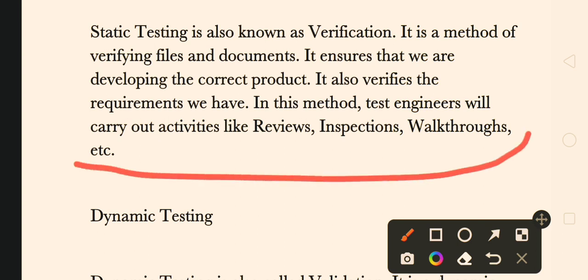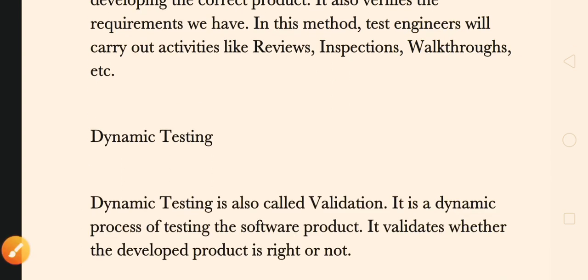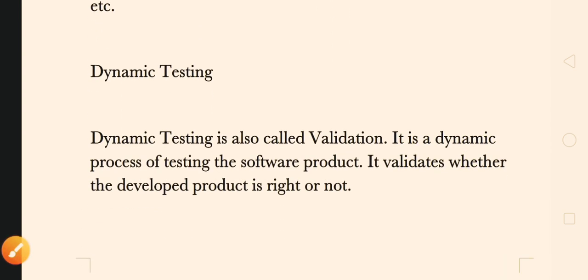Now the second is dynamic testing. Dynamic testing is called validation. First is known as verification and second is known as validation. It is a dynamic process of testing the software product. It validates whether the developed product is right or not.